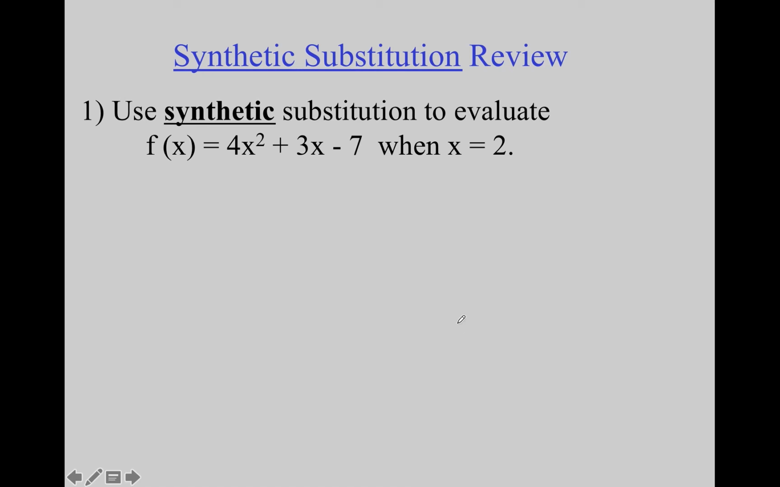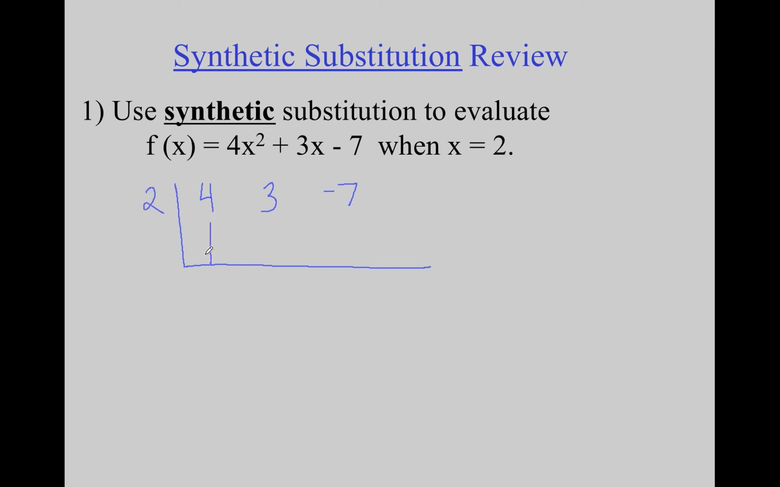Now let's talk about synthetic substitution. It's a way to substitute a number into a function and find out what that result would be. So remember, these have to be written in descending order, and we have to put a place for each exponent. So this is in the squared position, this is in the x to the first position, this is in the constant position. When x equals 2, that means 2 goes out here.